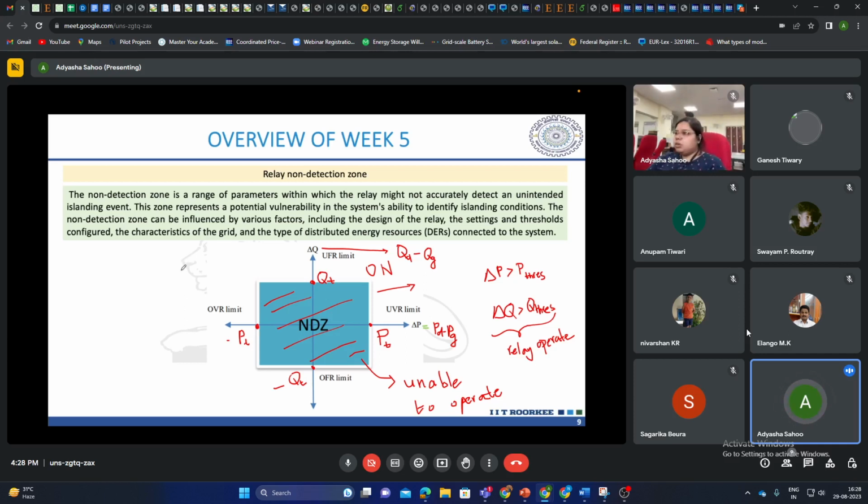So even if there is a mismatch, even if there is an islanding condition, if it is less than the threshold quantity, the relay cannot detect such a condition. So this zone represents the potential vulnerability in the system's ability to identify islanding conditions. And it is influenced by various factors such as the settings of the relay, the design. It will also very much depend upon these threshold quantities, the types of distributed generators we are having, and the characteristics of the grid.